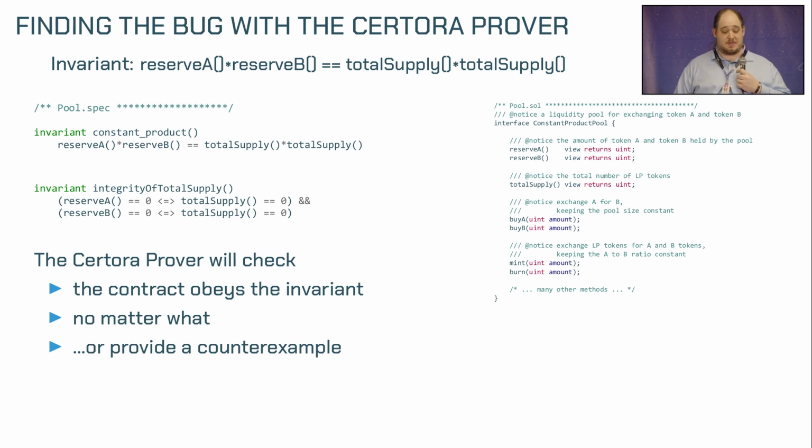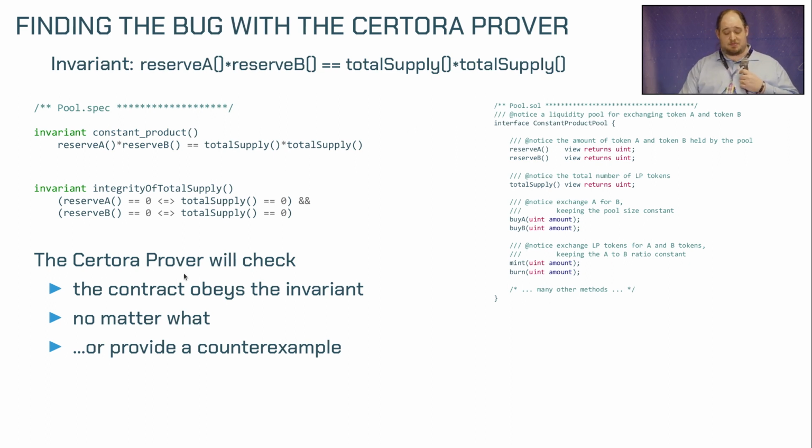And it checks it no matter what. So it tries every possible method and every possible code path in every method with every possible argument, which sounds impossible, and it's a little bit magical. What it actually does is convert the contract and the specification into a logical formula, and then use a SAT solver to actually show that that formula does hold.